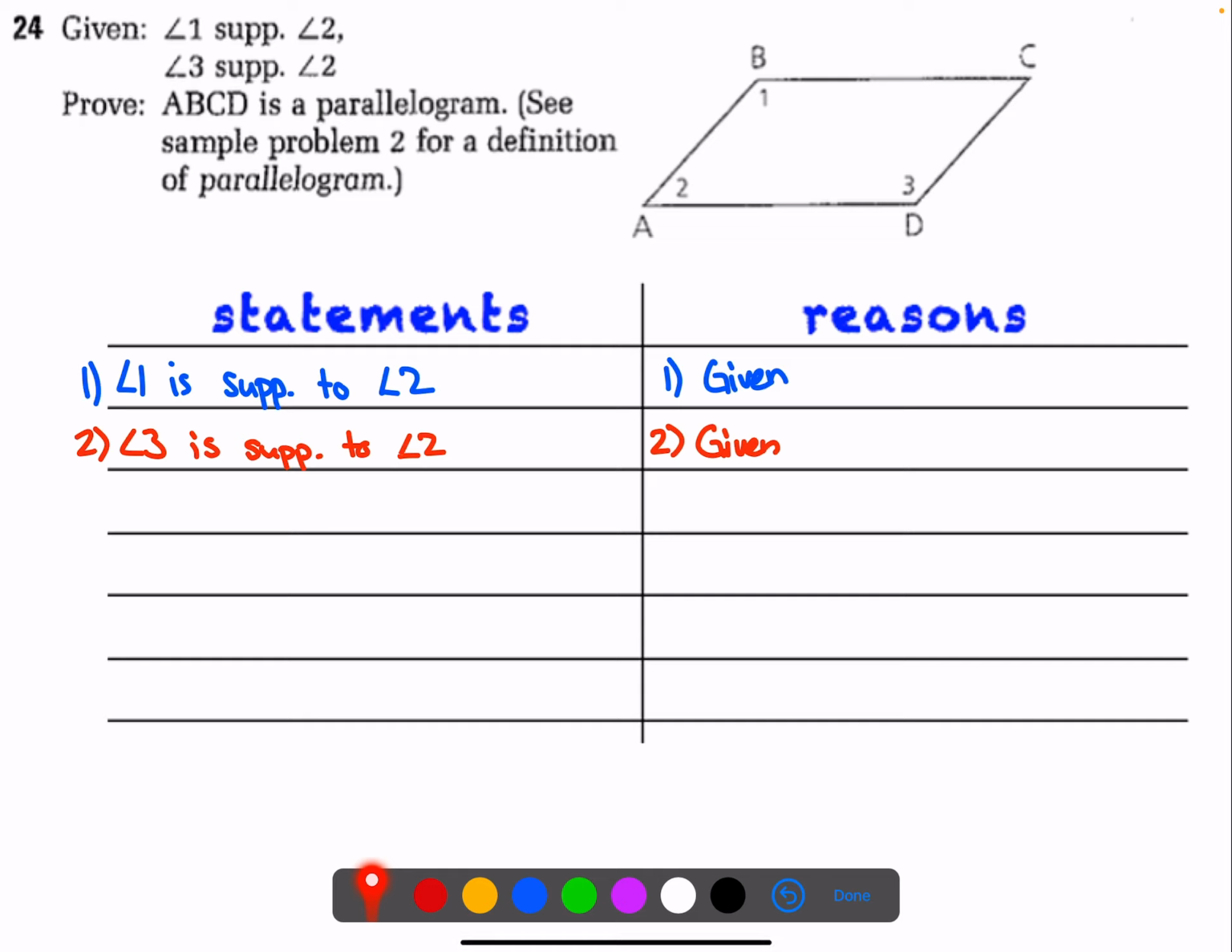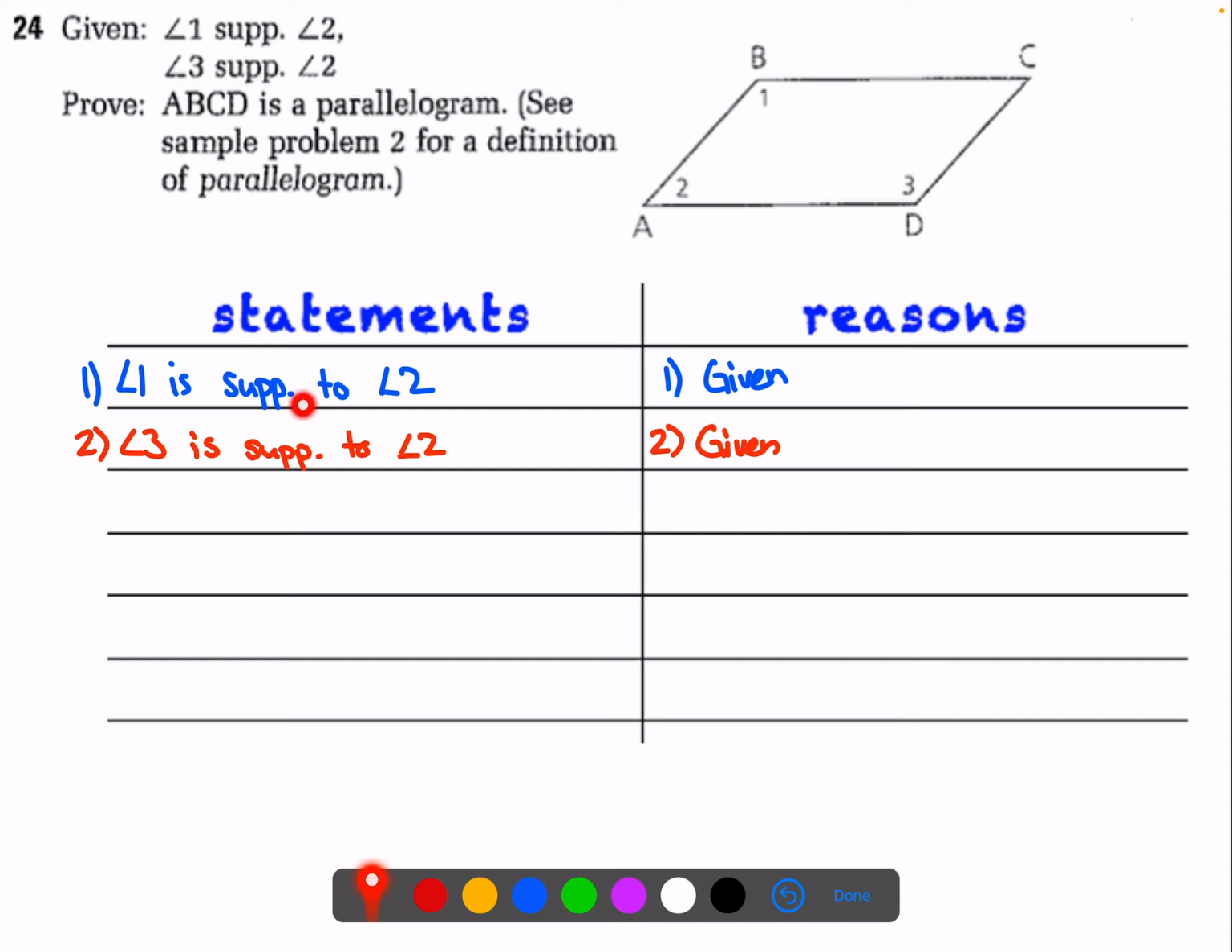So we start off with our given information that angle 1 and angle 2 are supplementary, and angle 3 and angle 2 are supplementary. At this point, I'm going to focus in on angles 1 and 2. Looking at this, line segment AB would be our transversal, and we're trying to prove that BC and AD are parallel right now. So what's the relationship between angle 1 and angle 2? Well, these two angles are on the same side of our transversal, and they're also inside our parallel lines, so they're same side interior angles.